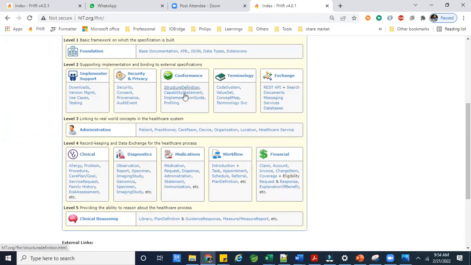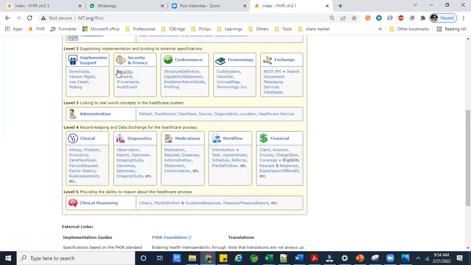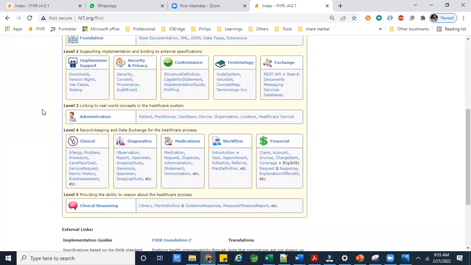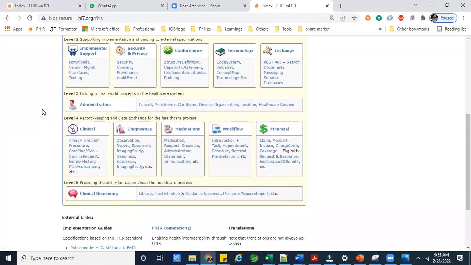We'll cover structure definition, capability statement, and the different words that you see here. How security and privacy is maintained. What are the guidelines of FHIR around that? We'll cover that as well. Then, yeah, these are different domains and a few resources related to them.